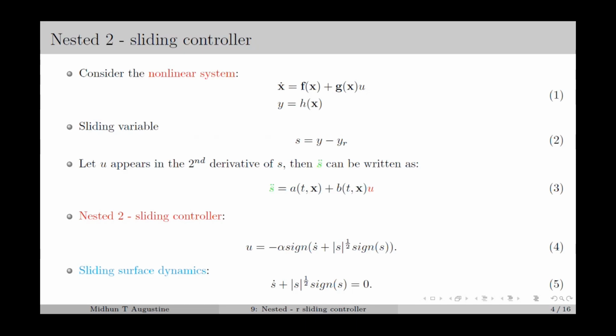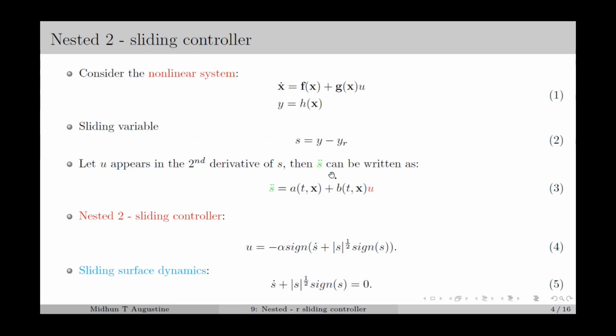Nested 2 sliding controller is a second order sliding mode control approach and can be applied to nonlinear systems of form as in equation number 1, and we select the sliding variable as in equation number 2. For second order SMC, we have the control input u should appear in the second derivative of the sliding variable s. In that case, we can represent s double dot as in equation number 3, where a of t,x and v of t,x are unknown terms which are assumed to be bounded. So here u appears in the second derivative of the sliding variable. Therefore, using the control input u, we can make both s and s dot 0.